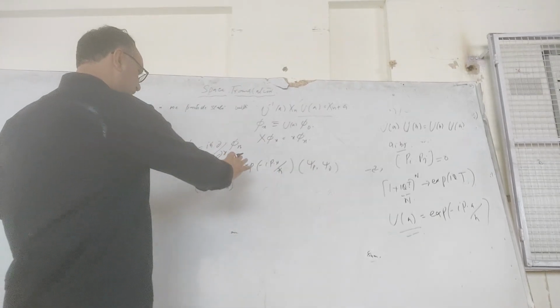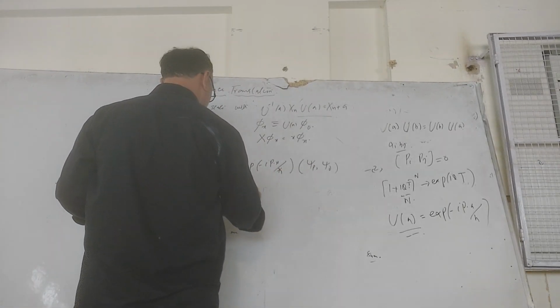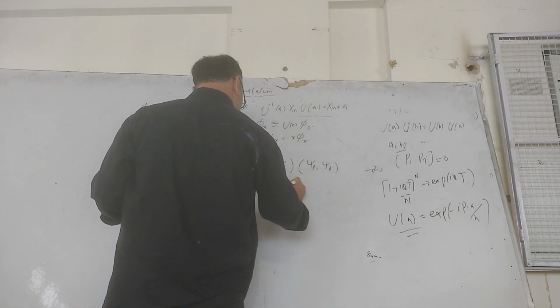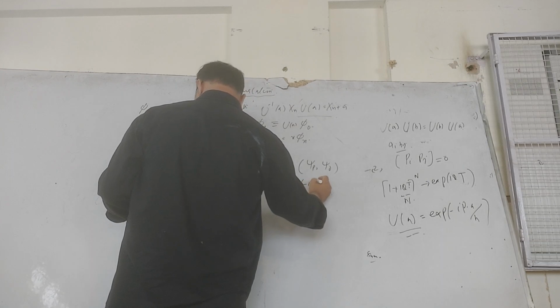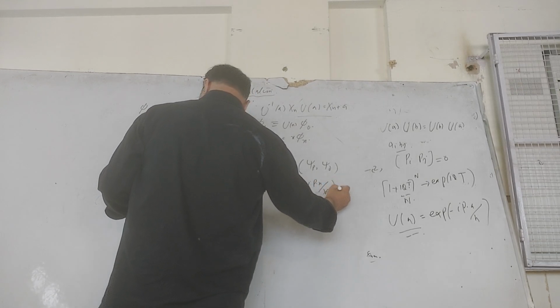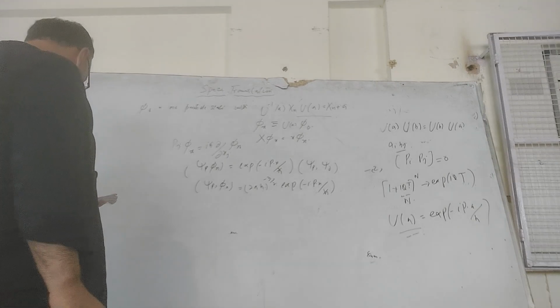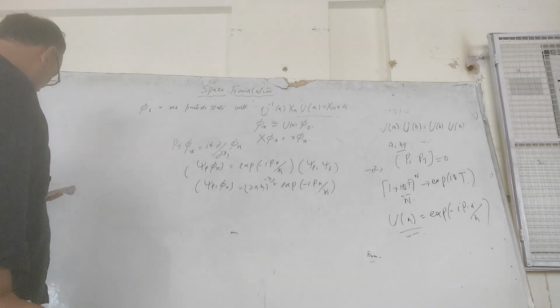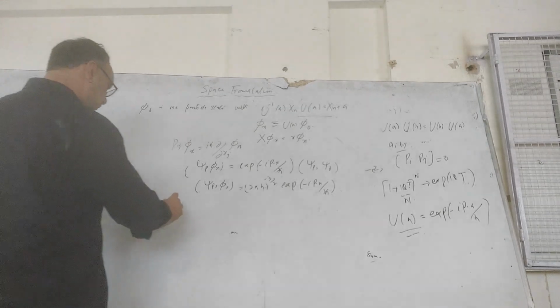How do we normalize this function? So it will come out to be minus 3 by 2, exponential of minus iota p dot x by h. So the complex conjugate gives the usual plane wave formula. So now we are going to take its complex conjugate.